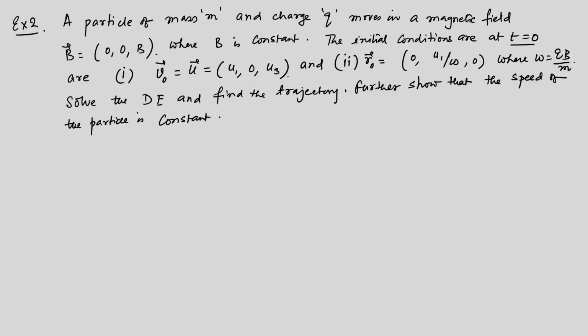and it has been released from a point where the x and z coordinates are 0, but the y coordinate has a value u1 over omega, where omega is called the Lorentz frequency, the cyclotron frequency, which is qB over m, q being the charge and m being the mass of the particle. So, you have to find the trajectory.